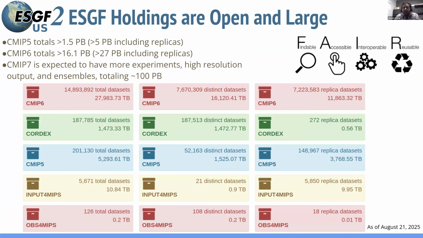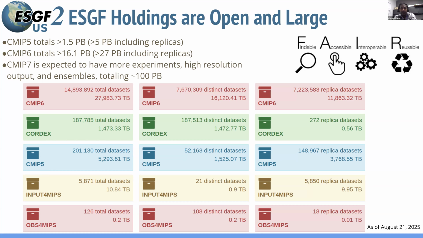And just to give you what the current data holdings look like, going back a couple of generations of CMIP, CMIP5 was a little over a petabyte, but the data volumes are growing, as we all know. CMIP6 was a little over 16 petabytes, and with some replications in different places, our data holdings are a little over 27 petabytes. CMIP7, which is the next round of CMIP that is expected, our expectation is that the total data volume will be in excess of 100 petabytes.